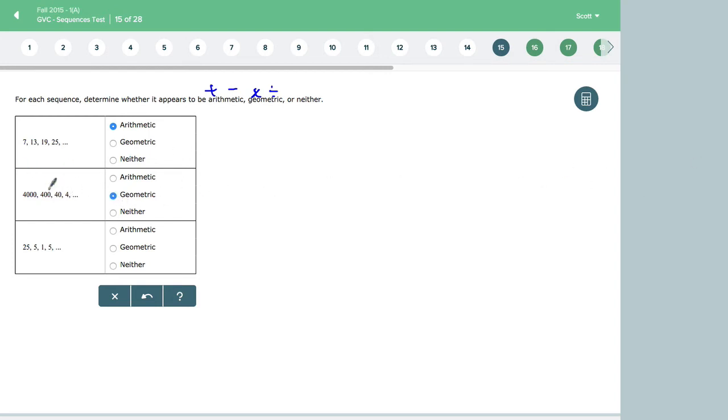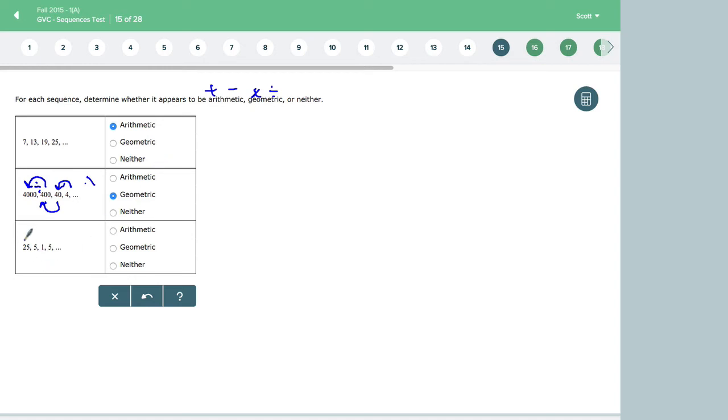Now if you ever wonder, just take the second number divided by the first number. Okay, second divided by first, and then see if it keeps going. Take the third divided by the second, and then the fourth divided by the third. And if you keep doing that, you'll see it's always 0.1.